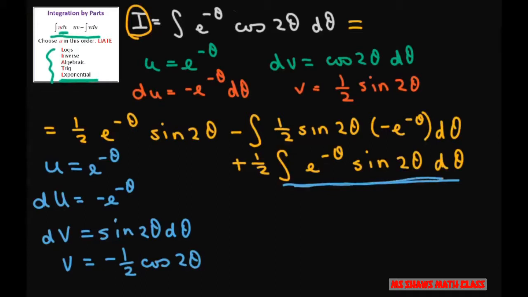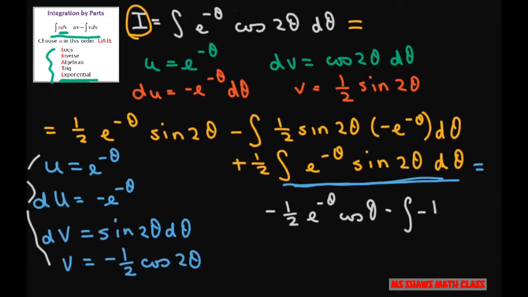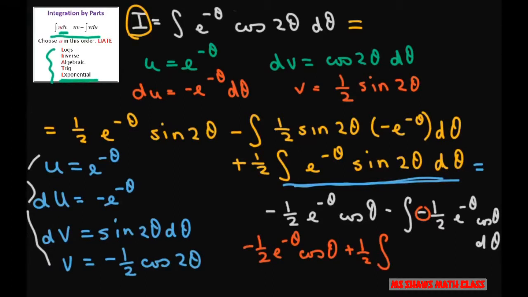So to take care of this part, let's see, this part here is just going to equal negative 1/2 e to the negative theta cosine of 2 theta minus the integral of negative, and we're looking at this part right here, negative 1/2 e to the negative theta cosine of 2 theta d theta. Now, if I pull this out, I have 2 negatives here. So I'm going to pull that out, and I get negative 1/2 e to the negative theta cosine of 2 theta plus 1/2 integral of e to the negative theta cosine of 2 theta d theta.